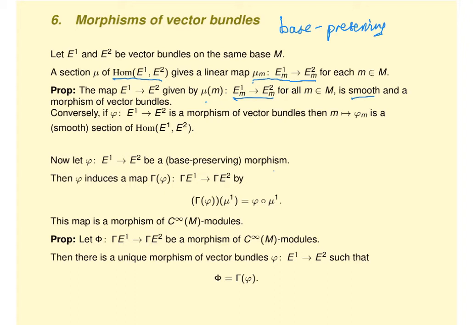There's the converse here. If phi is a given morphism, and we look at the map that sends a point of the base to the restriction of phi to the fibre over m, then that is again a smooth section of the Hom bundle.